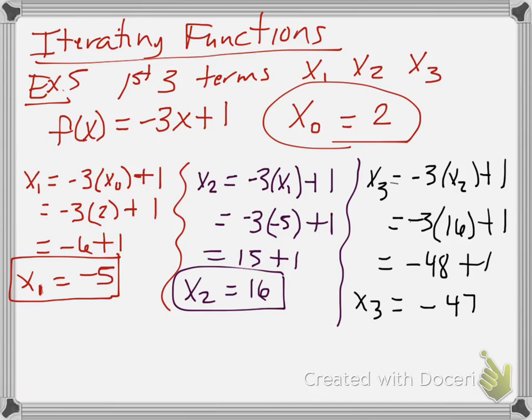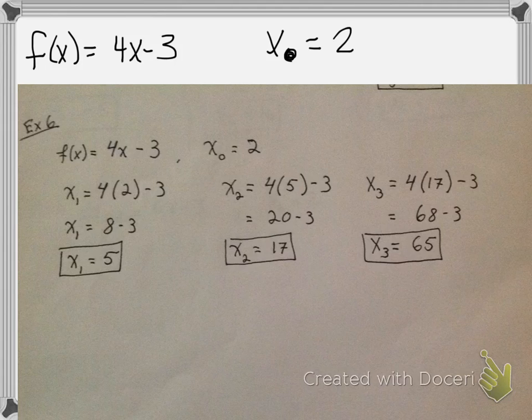I just want you to do one more on your own. So can I switch from this slide? Yes? Okay, this is the one I want you to try on your own. They give you f of x equals 4x minus 3, and your x sub 0 is 2. So go ahead, and you have to look for x sub 1, x sub 2, and x sub 3. So go ahead and do that. All right, so this would be the answers. Hopefully this is what you got.